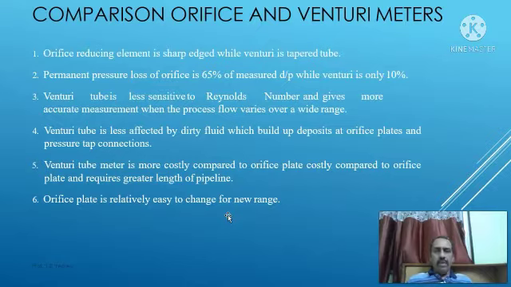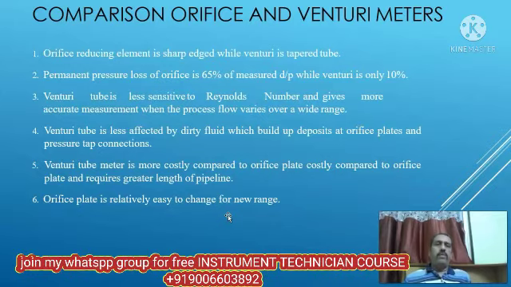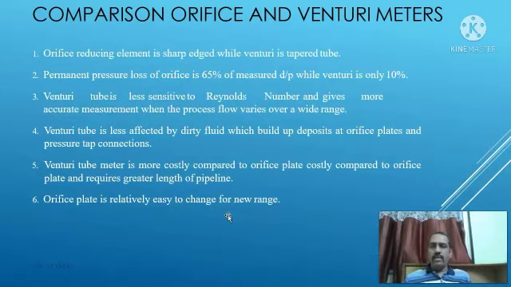So, comparison of Venturi meter and orifice meter. Orifice reducing element is a sharp edge, while Venturi is a tapered tube. Permanent pressure loss of orifice is 65%, while Venturi is only 10% loss.